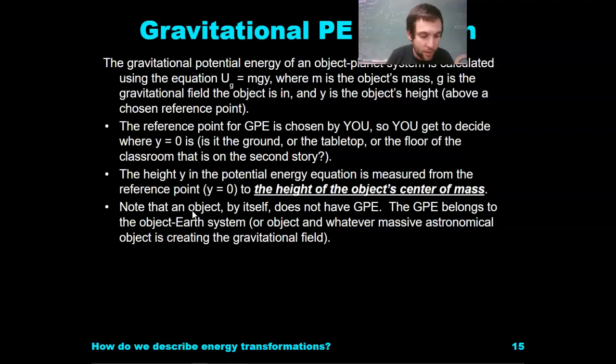Otherwise, if you say, what is the gravitational potential energy of this marker? 0. What about now? Still 0. There is no potential to do anything if you look at just the marker. But if we were asked about the gravitational potential energy within the marker-Earth system, then we could say it's something, and it gets more as we go higher.